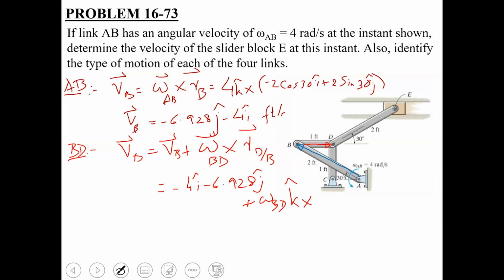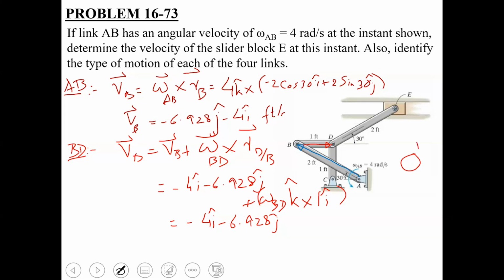So it is going to have a magnitude of 1 feet per second, and its direction is towards the positive x-axis, so we can write it as 1i. So this is going to be omega cross R. Once you simplify it, it would become minus 4i minus 6.928 j.